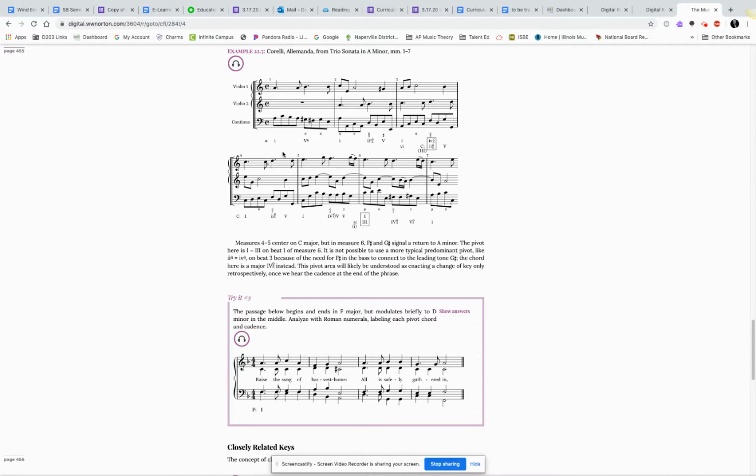So when you don't really have a lot of clues to look for, what you need to pay attention to are the cadence points. Then look for your pivot chords, where it's functioning in both the old key and the new key, and then stack what was in the key of C major, which is a tonic triad, to the 3 of A minor.